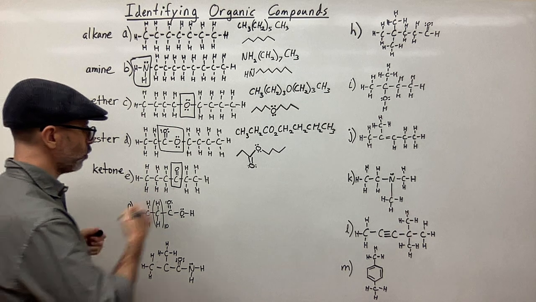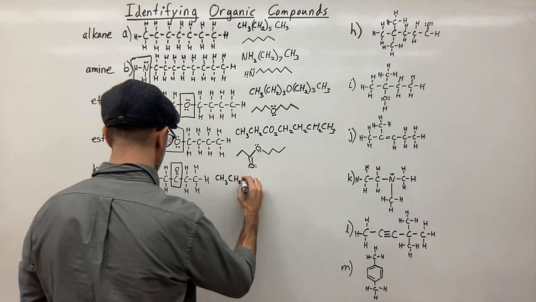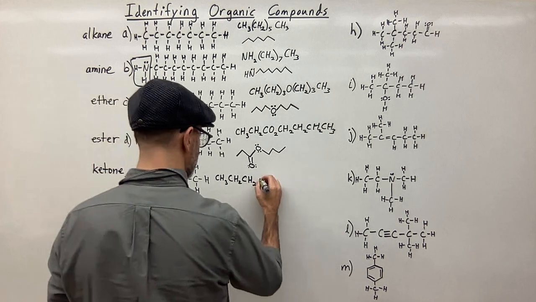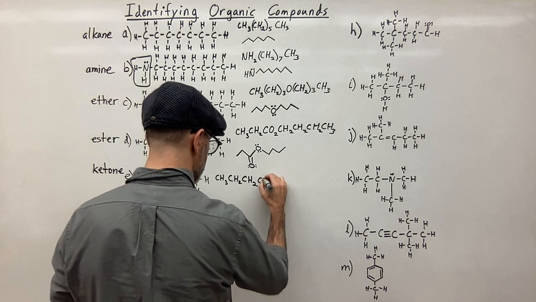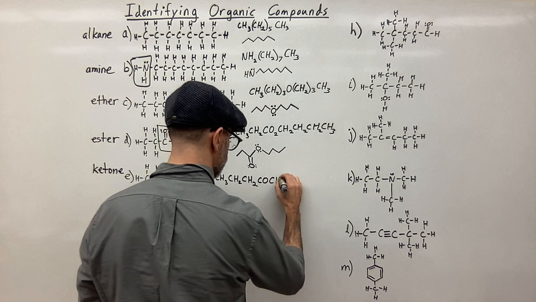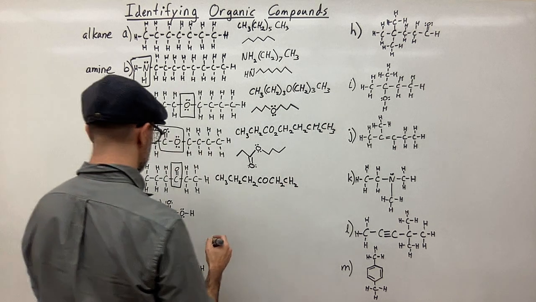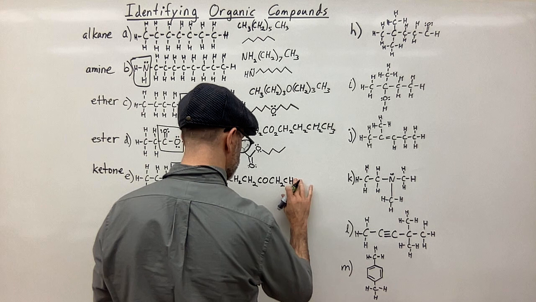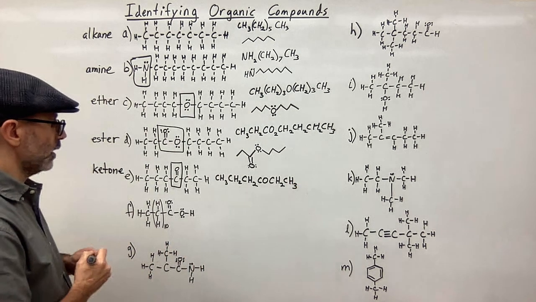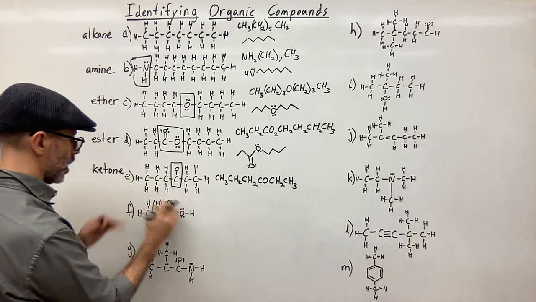And again, the condensed formula here would be CH3, CH2, then CH2 again, and then we have that CO. So it'd be CO followed by CH2, CH2, so CH2, CH2, oops, I'm sorry, CH3, so CH2, CH3. And so that would be the condensed formula.